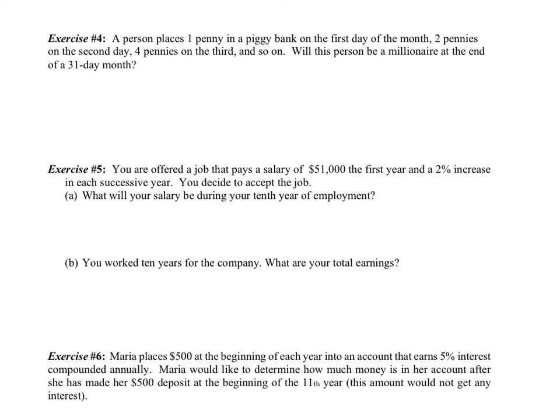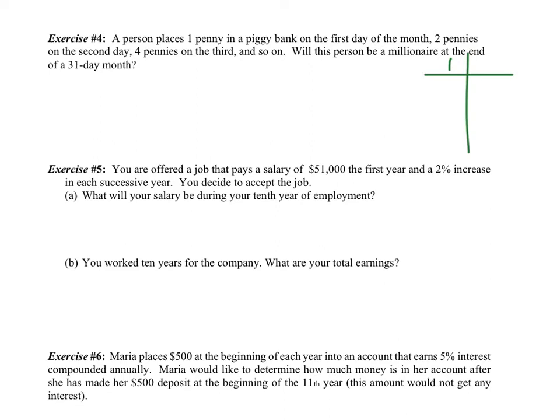On the next page, I'm going to skip ahead to 4 because it's a little bit more similar to the one we just did, just for the sake of this being new. A person places 1 penny in a piggy bank on the first day of the month, 2 pennies on the second day, 4 pennies on the third, and so on. Will this person be a millionaire at the end of a 31-day month? So they are telling me that on the first day, they're putting 1 penny in the bank.